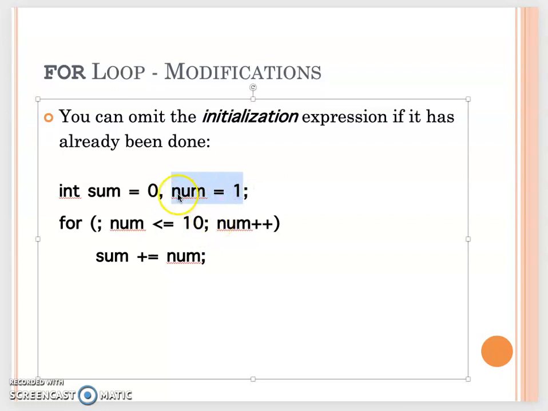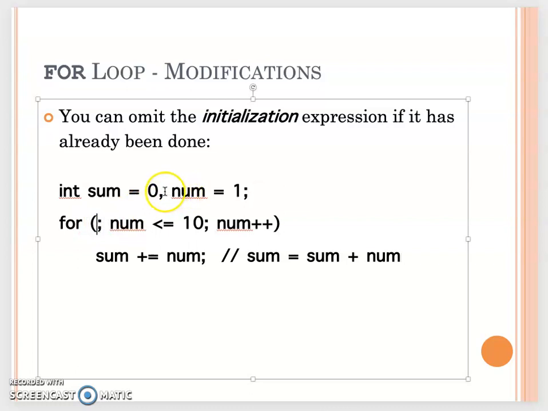If you already declared num equal to 1, then you can omit the initialization. Okay? Here you still have your condition, your test. Then you have your update. Again, the same thing, sum plus equal to num. This one is the same thing as sum equal to sum plus num. So that's our for loop example.